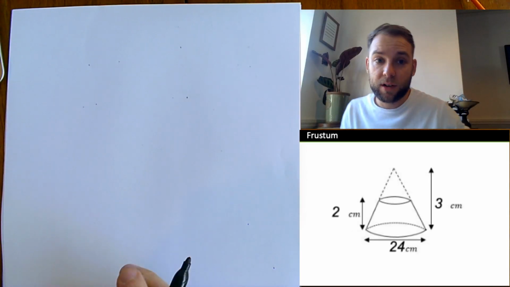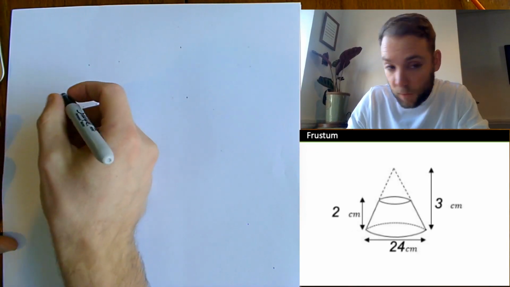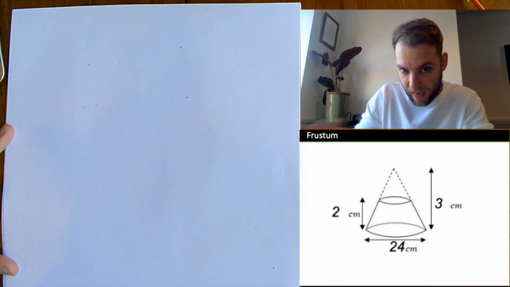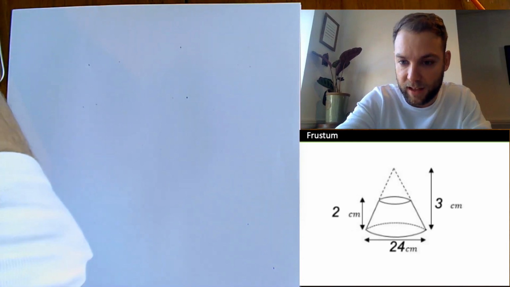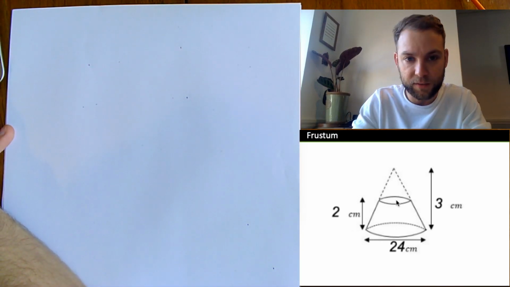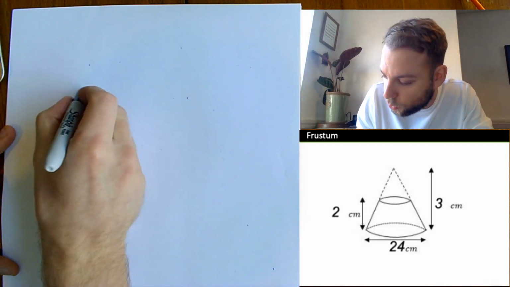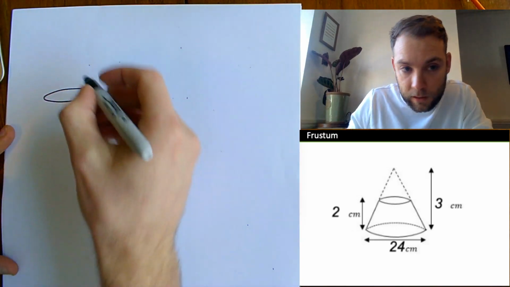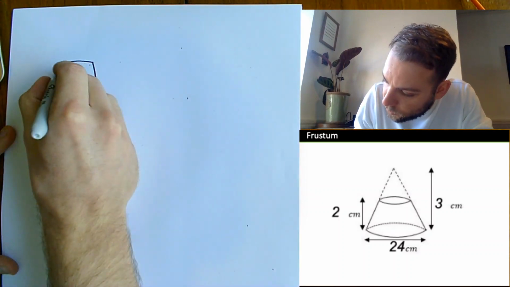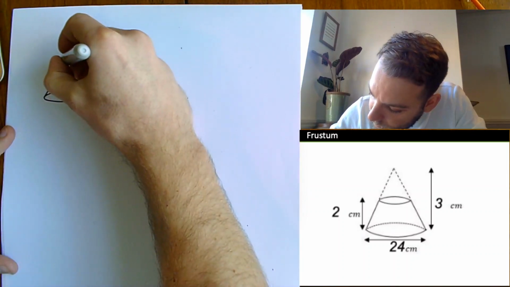Okay, so let's look at this one together. So just taking my own advice, the first thing I've got to do before anything is find the size of this diameter, okay, here. I need to find that diameter there. So let's draw out this frustum, draw it up, another oval at the top, keep these going.